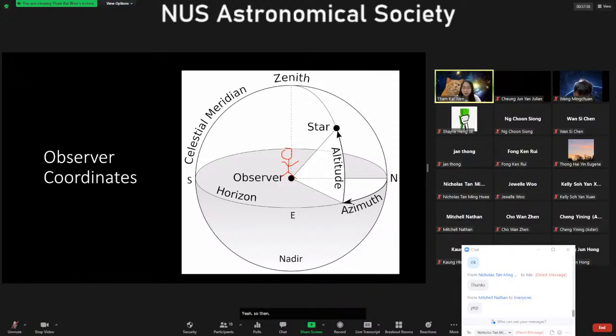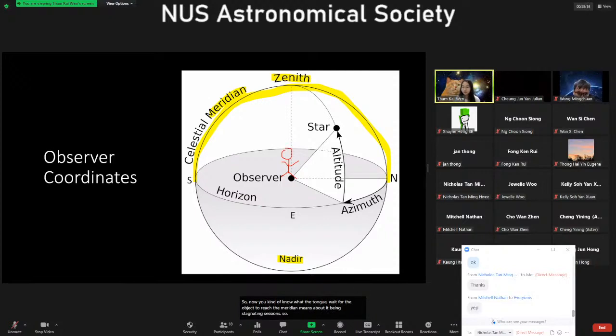Then the point right above you is called the zenith, and the point right below you is called the nadir. And there's a nice line connecting the Earth's north direction, the zenith, and the Earth's south direction, which is called the meridian. So now you kind of know what the term "wait for the object to reach the meridian" means, if you ever heard about it during stargazing sessions.